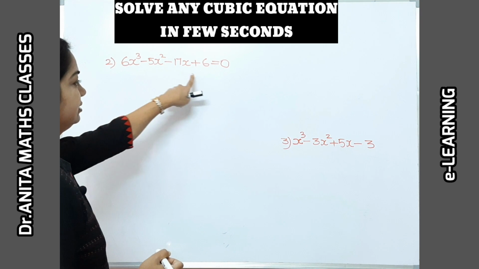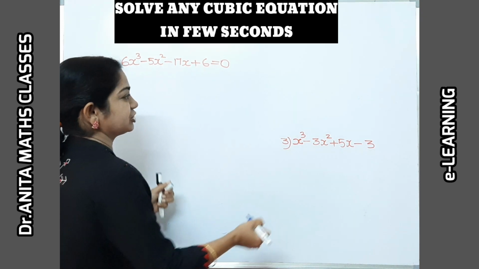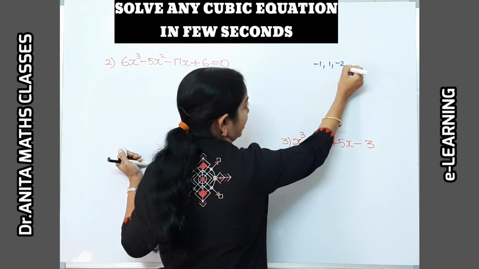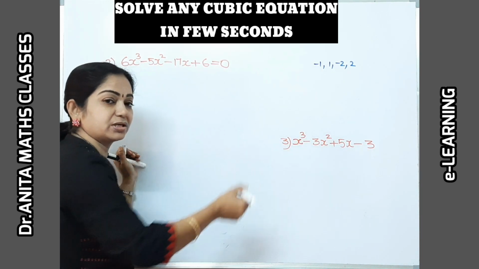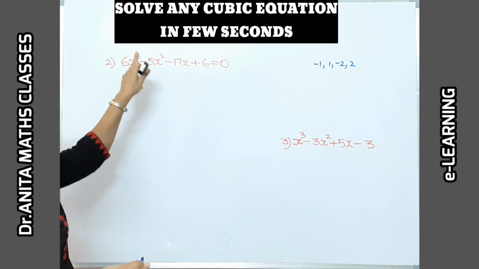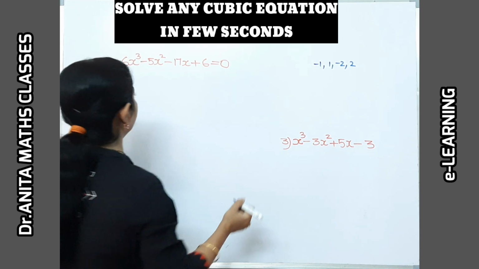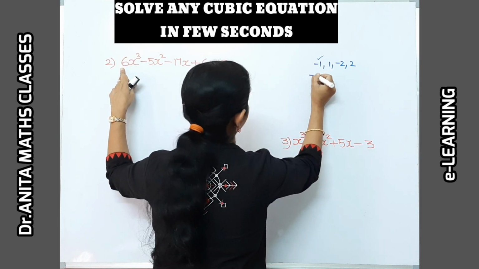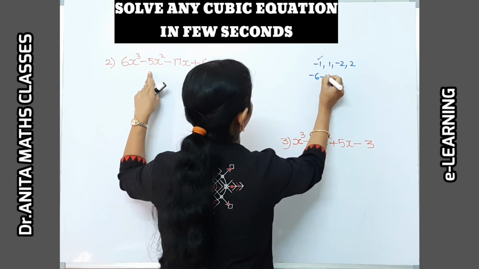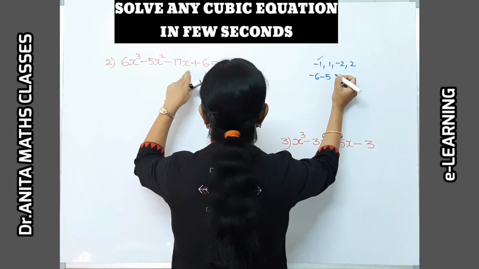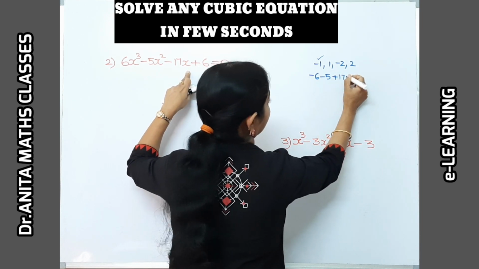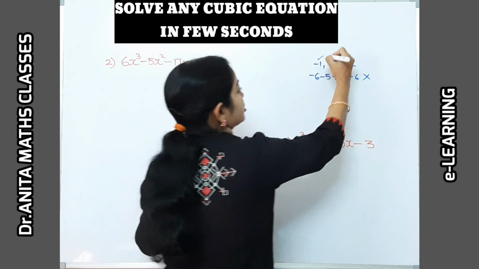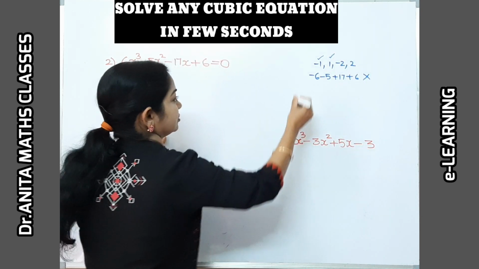Let's see the next. Let's see this cubic here. Let's do the hit and trial method: minus 1, 1, minus 2 and 2. Let's substitute and see which works out well. With the help of that we will find the other factors. Now I'll substitute minus 1 first. Minus 1 whole cube, so minus 6 here. So minus 5 here. Minus into minus plus 17 plus 6. Okay, this doesn't give us 0. So this doesn't work out.